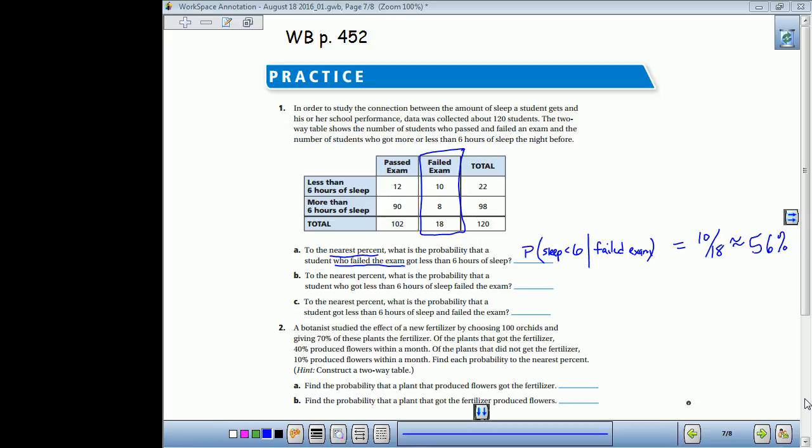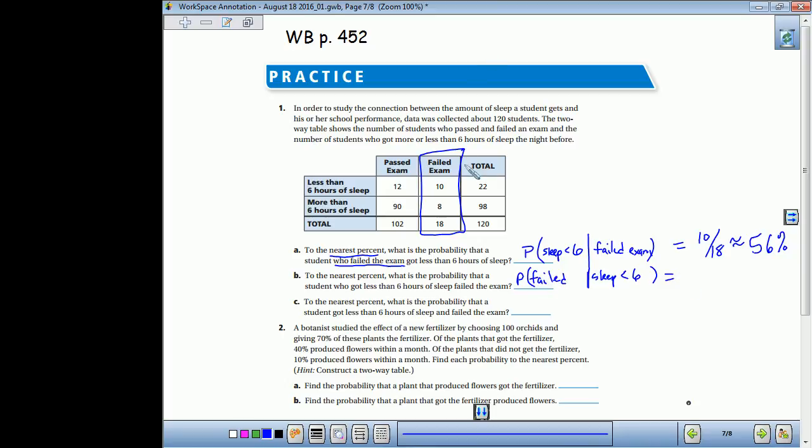Let's look at B. We just talked about how when we're writing these, we must write the probability statements. B says, what is the probability that a student who got less than 6 hours of sleep failed the exam? Is this a conditional probability? Yes. What is the condition? Less than 6 hours of sleep. So this time it's less than 6 hours of sleep. That goes after our bar. So sleep less than 6, and fail. So we want fail. So 10 out of 22.